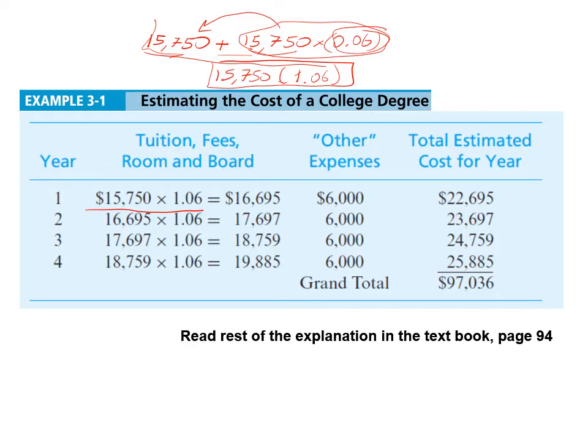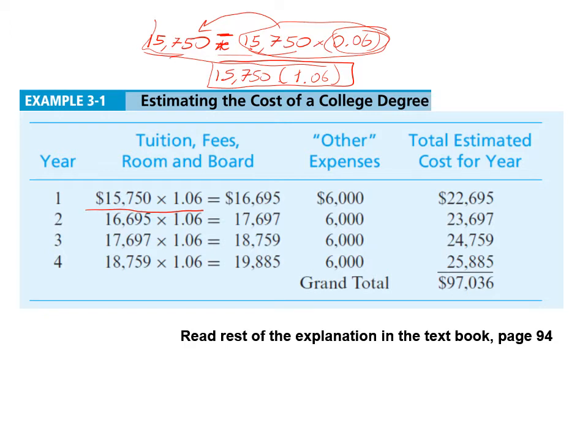And if it is a 6% decrease, again, you don't need to make this calculation. You just switch this plus to minus, and it will be 15,750 multiplied by 0.94. This is if it was a 6% decrease, it would be this one. Okay, this is just a remark.